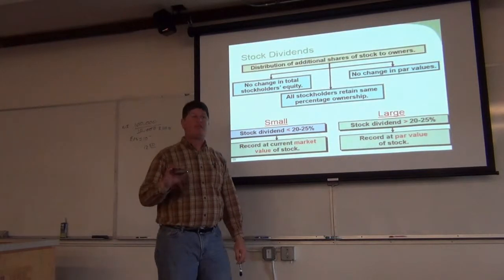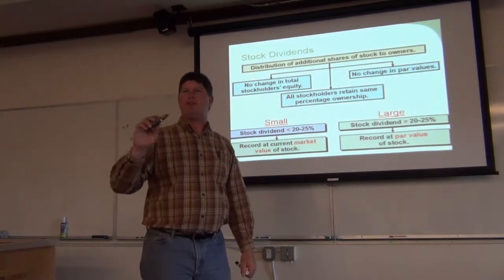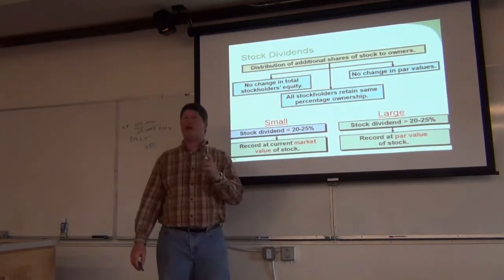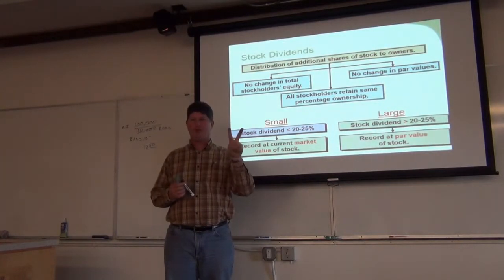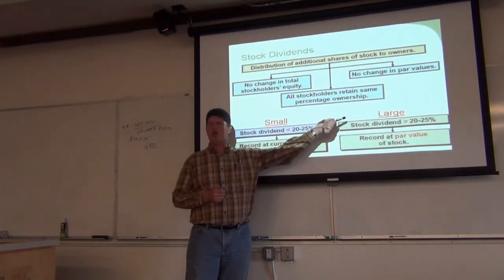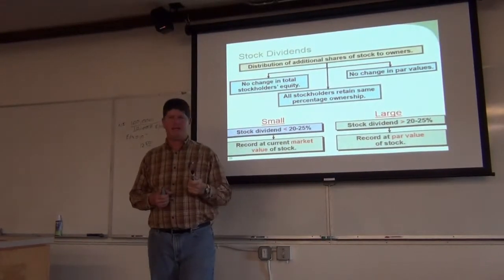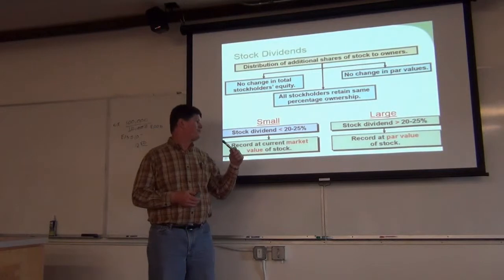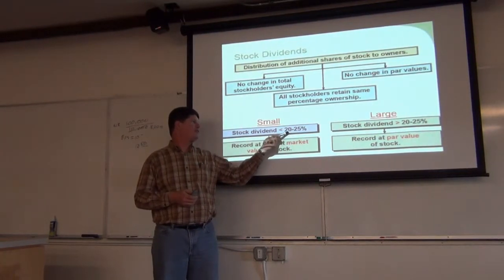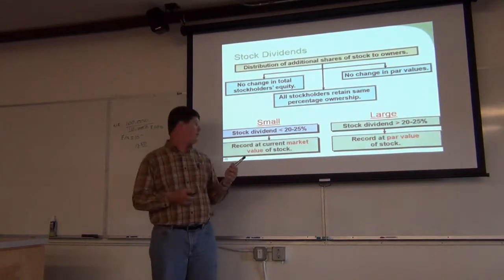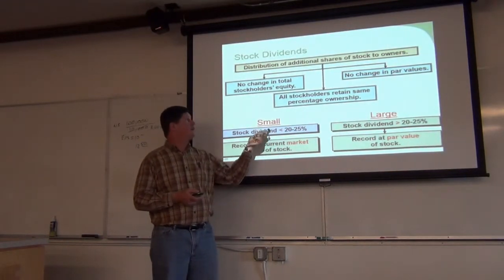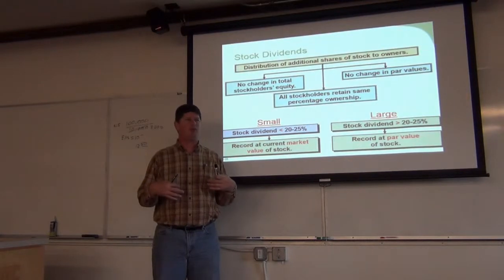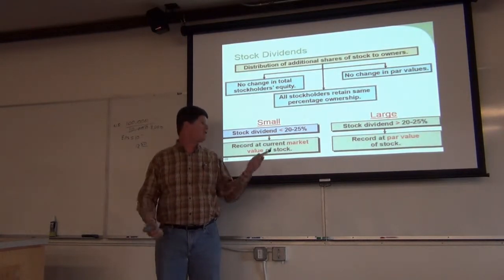Okay? Now, as far as how the company records this, and here's the one that always tripped me up as a student, we're going to go slow. There's two kinds of stock dividends. Not one, two. There's a small stock dividend and a large stock dividend. The only difference it makes is how they're recorded. A small stock dividend is when the dividend is less than 25% of the total stock outstanding. So if you've got 100,000 shares outstanding and you're going to issue a dividend of 10,000 more shares, that's less than 25%, right?